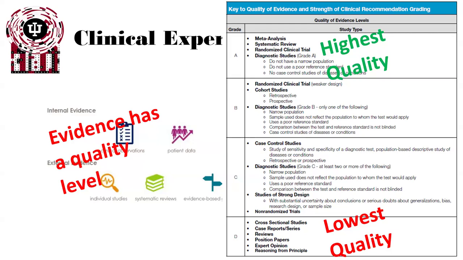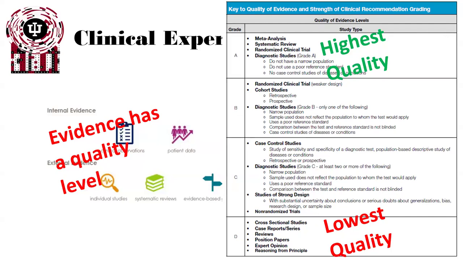As we go to grade B, we have randomized clinical trials that are of weaker designs. Maybe they've made some poor decisions as far as the study design goes. You can also have some diagnostic studies that deal in narrower populations. They usually have samples that do not reflect the population as a whole. They sometimes use poor reference standards, and the comparison between the test and the reference standard is not necessarily blinded.